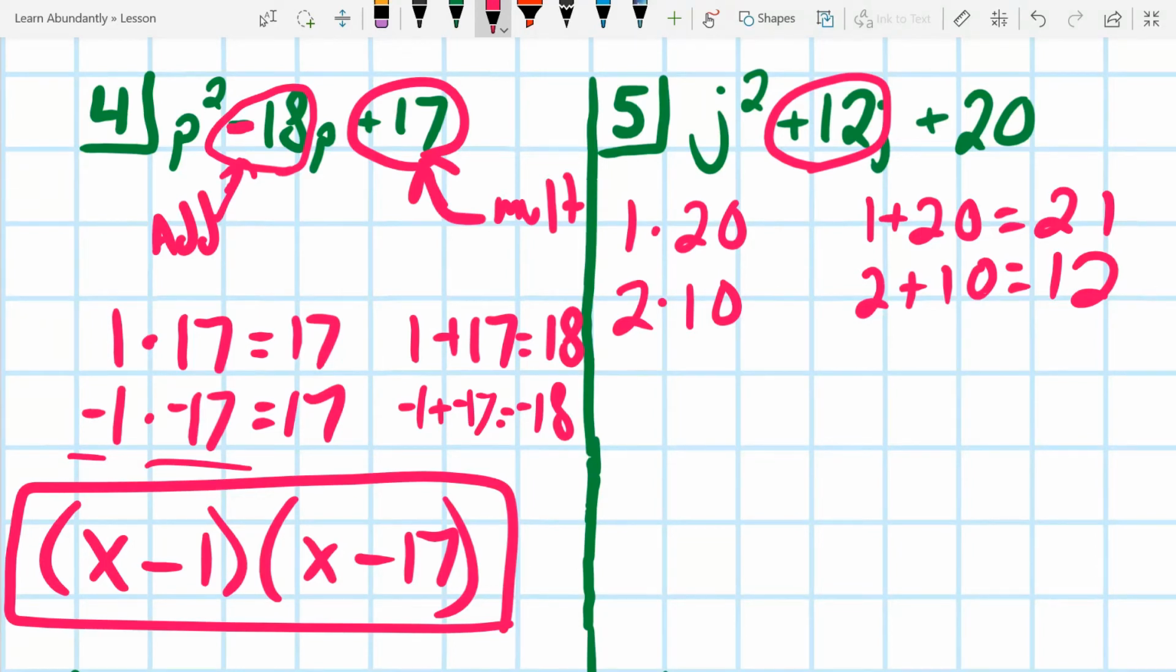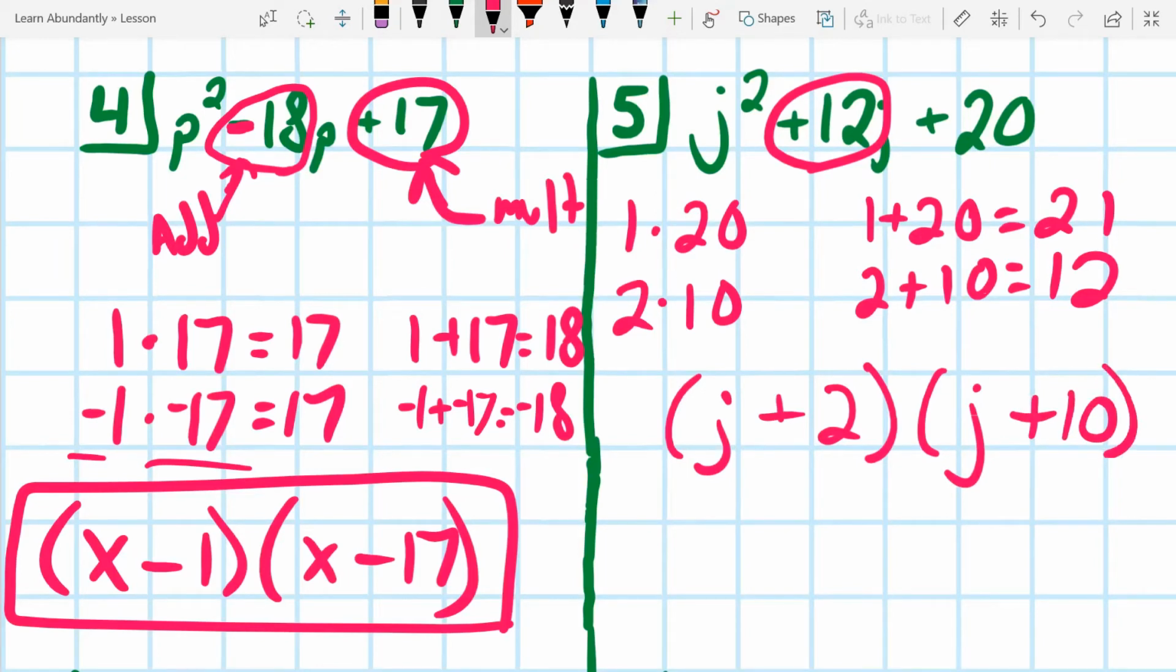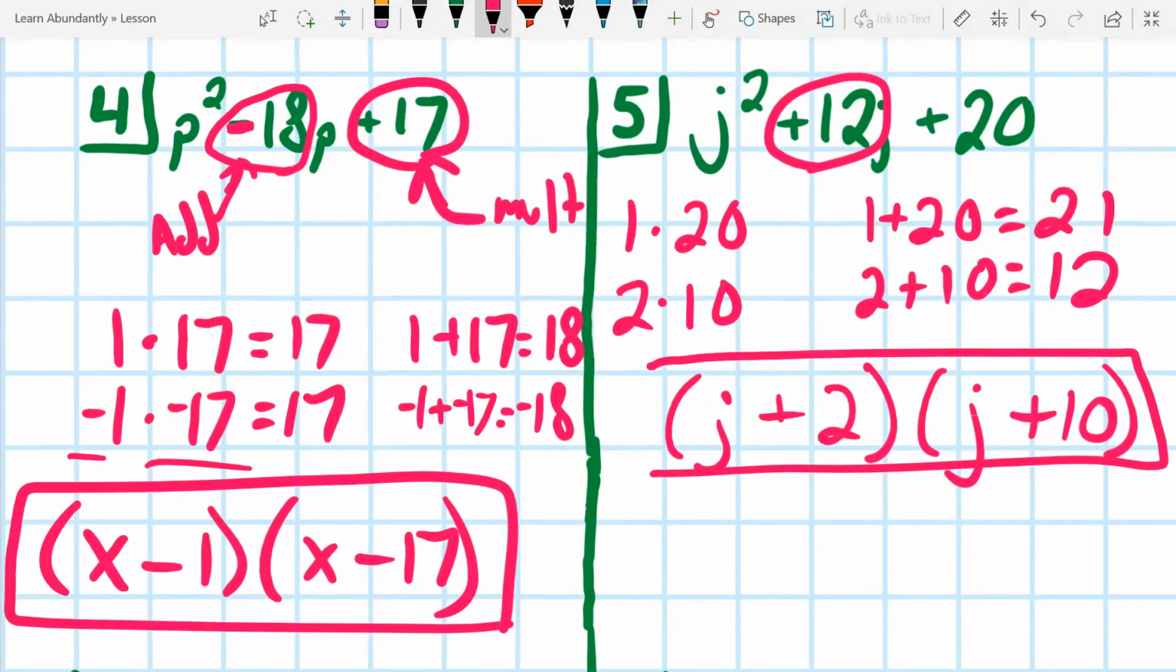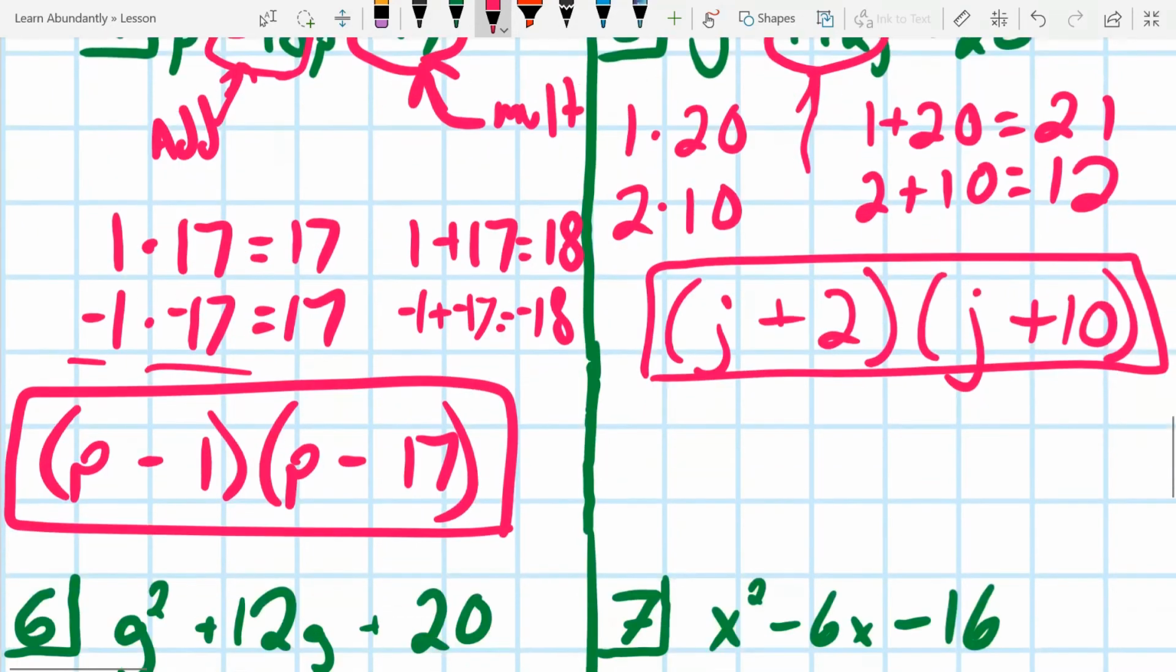It's 2 and 10. So I'm going to go ahead and rewrite this as j plus 2 and j plus 10. And I just realized I used x's over here in this one. So if we want to do that correctly, we should probably pay attention to the fact that they're both p's. So we can see that each of these, we're listing out the factors of the last number in the list, and we're trying to figure out the two numbers that would multiply to give us that number, while adding to give us this one in the middle.